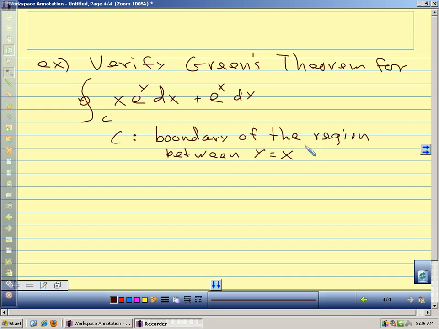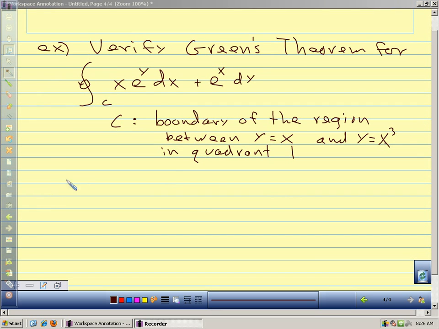between y equals x and y equals x to the third in the first quadrant. Yeah, we're still in the plane here. So we're in the first quadrant. We're just in the first quadrant of the xy plane. Okay? So let's sketch our region and see what we're talking about.